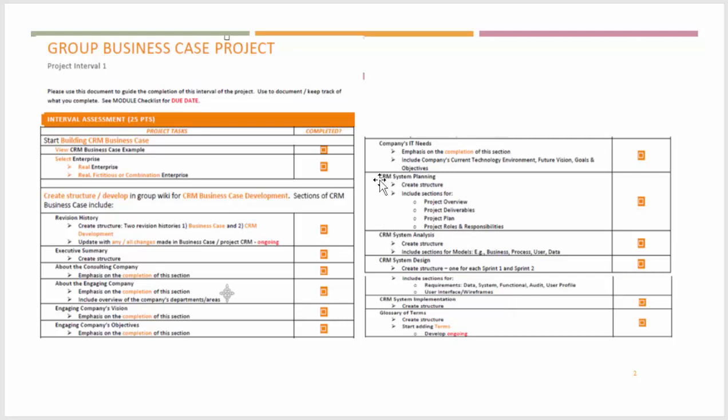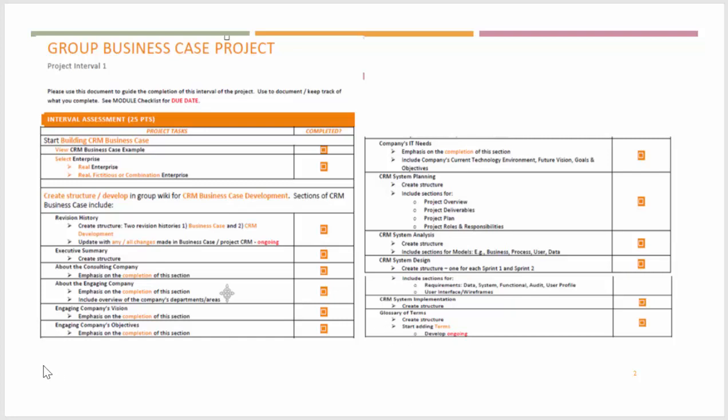You'll also be asked to finish the structure of the SharePoint site by adding in a section for CRM planning, so again, just creating the structure for these items, a systems analysis section, a CRM systems design section, which includes the requirement sections, and a CRM system implementation section, as well as creating the structure for the glossary of terms. If you already have terms that you have identified as you're completing the About the Company sections, please ensure that you're adding those to the glossary of terms.